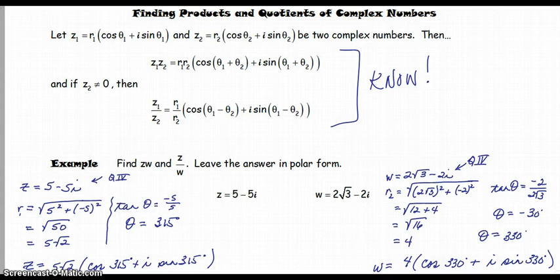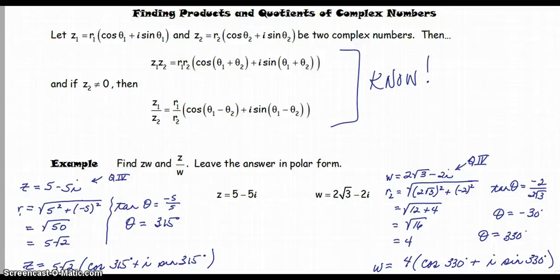To find r sub 1, we have the square root of 5 squared plus negative 5 squared. That gives us r sub 1 being 5 square root 2. To find theta, tangent of theta is negative 5 over 5. That would give us theta being negative 45 degrees.